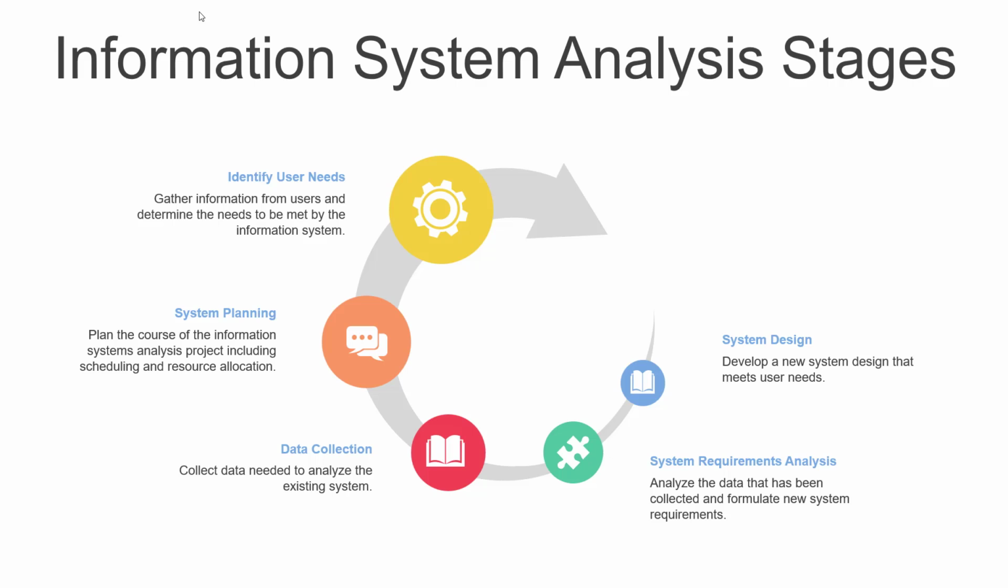And then the second step is system planning, which is to plan the course of the information system analysis project, including scheduling and resource allocation. With the system planning, we can know the schedule and the resource allocation for the information system, and we can analyze what the project needs also.